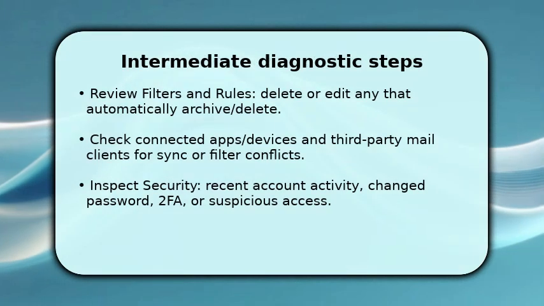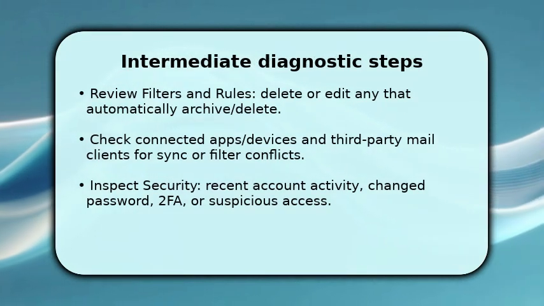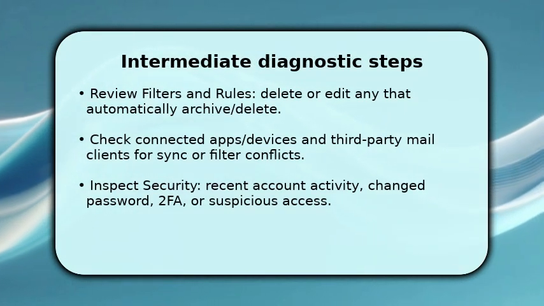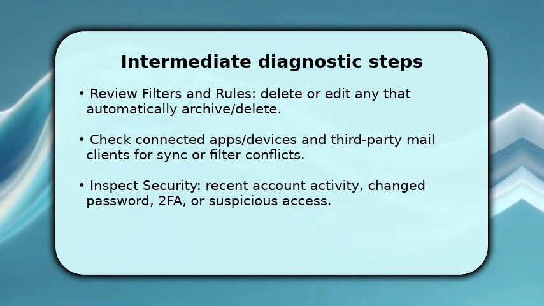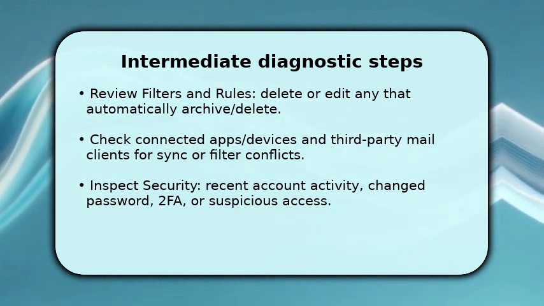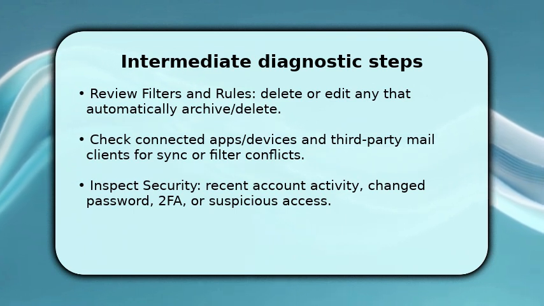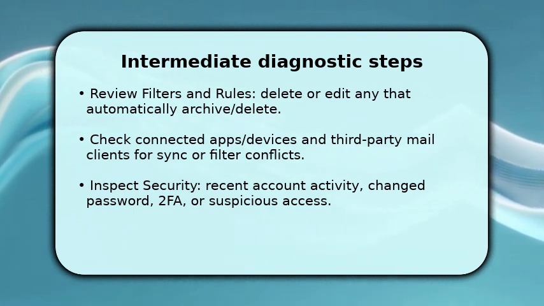You should methodically review filters and rules because an auto-delete or archive filter is often the culprit. Edit or remove problematic rules. Then inspect connected apps and any third-party clients. IMAP/POP settings can conflict and download messages to another device, removing them from the server.